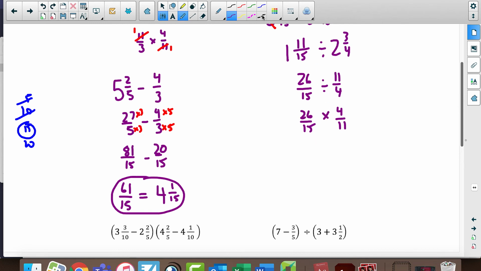Oh my gosh, look at these numbers. Horrible. On the top, 26 times 4. Well, that is 26 times 2 is 52, and then 52 times 2 is 104. If you multiply by 2 and 2 again, that's the same as multiplying by 4. 15 times 11, 165. Multiply by 10 to get 150, and then 1 more 15 gets you up to 165. Or just use a calculator. That's fine too.